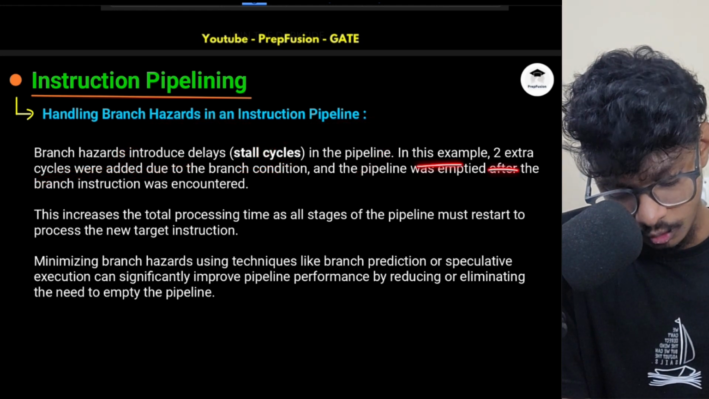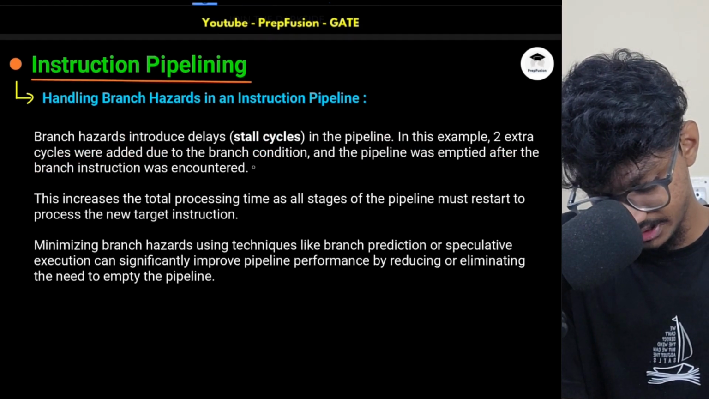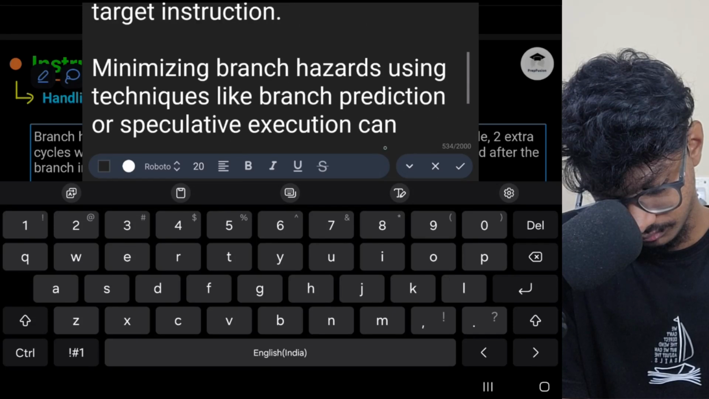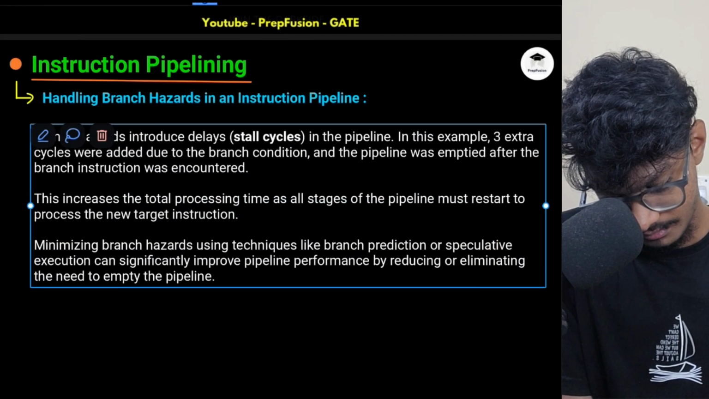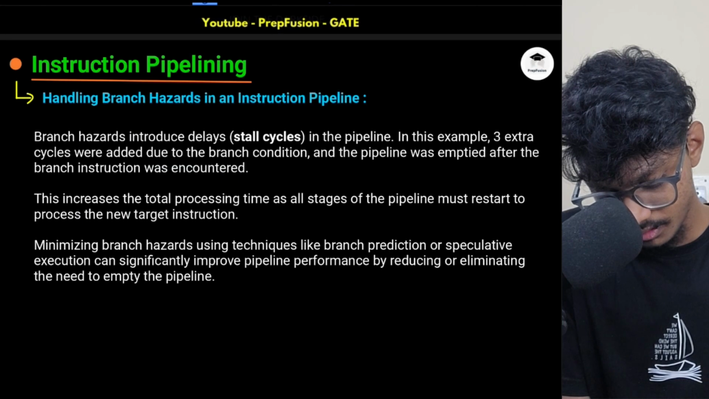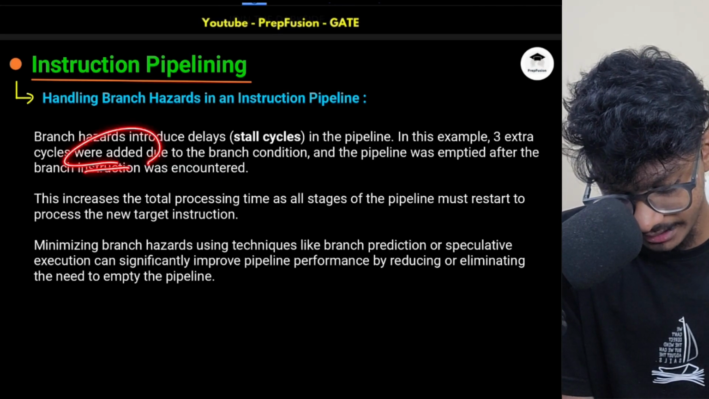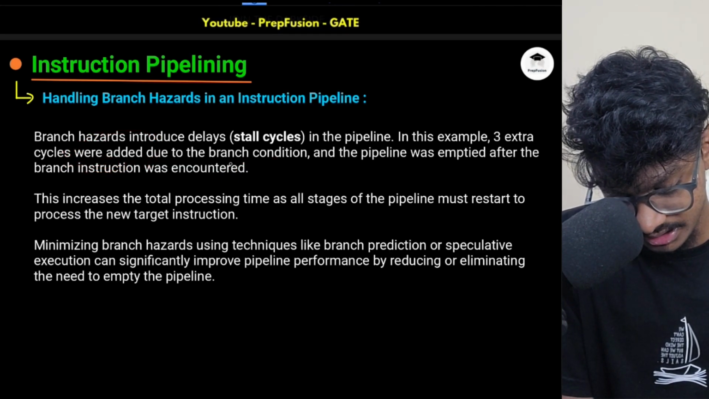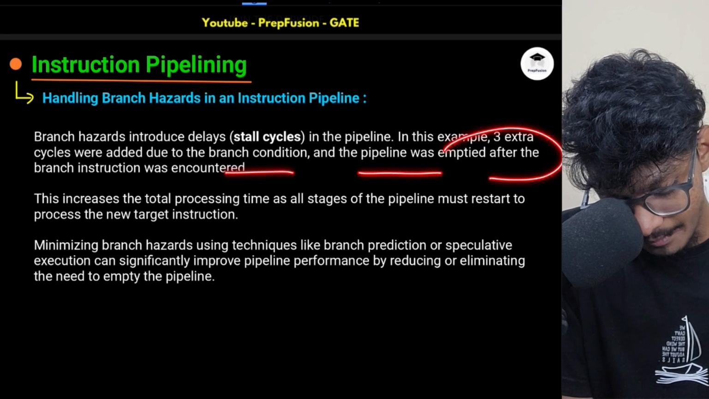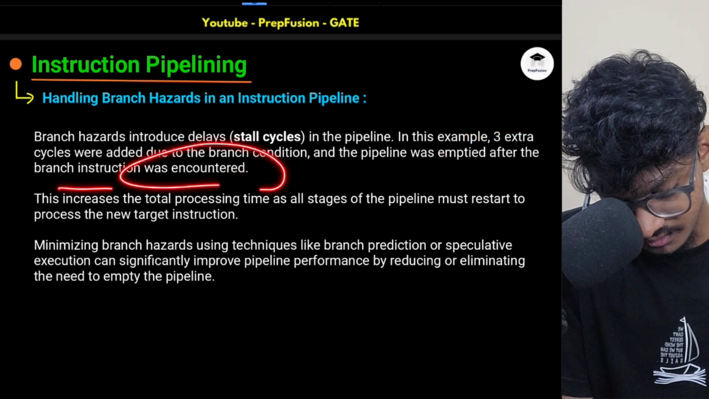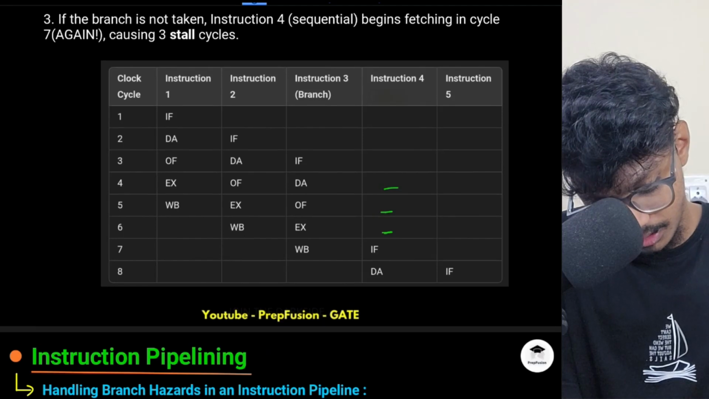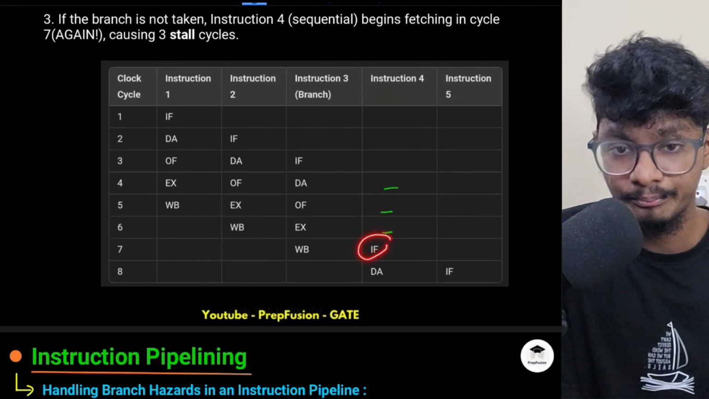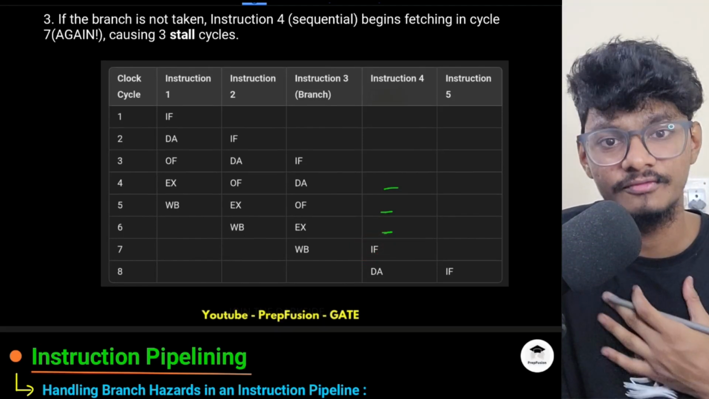So the branch hazard introduced delays, stall cycles, in the pipeline. In this example, not 2, but 3 extra stall cycles were added due to the branch condition, right? And the pipeline was emptied after the branch instruction was encountered. So emptied meaning only from this point the pipeline again started filling.